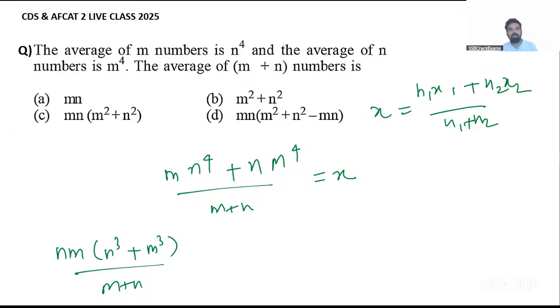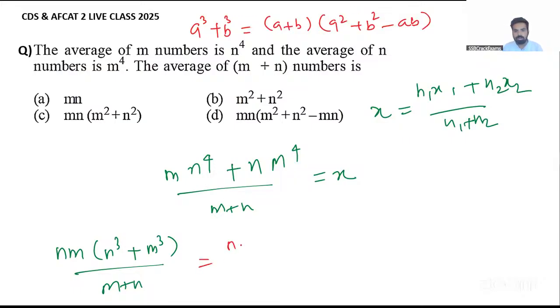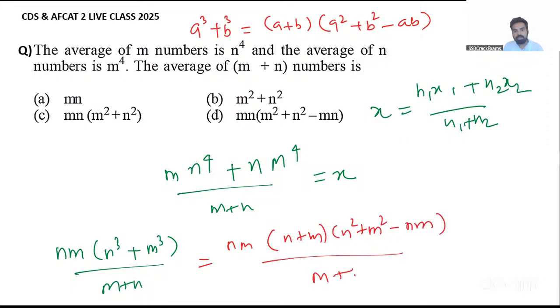Okay, so let me tell you the formula if you do not know. a cube plus b cube is equal to a plus b times a square plus b square minus ab. This is the formula of a cube plus b cube. So apply this formula here. It will be nm, n plus m, n square plus m square minus nm upon m plus n. m plus n will cancel out. It will be nm times this quantity, which is option number D.